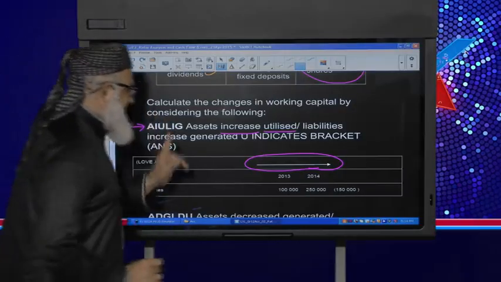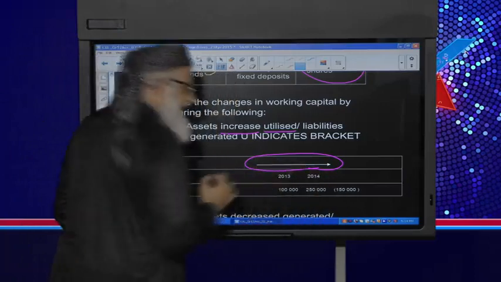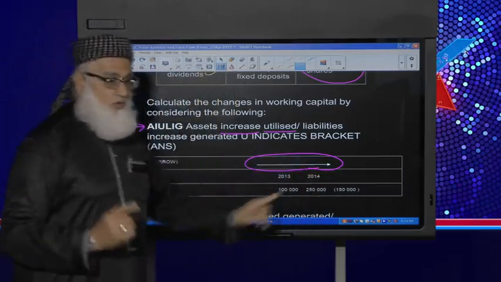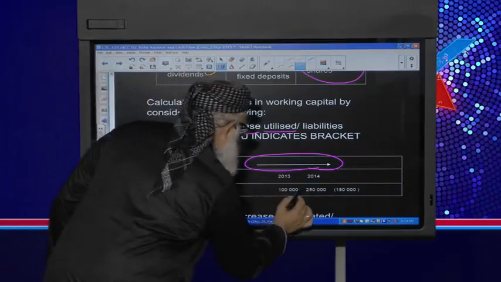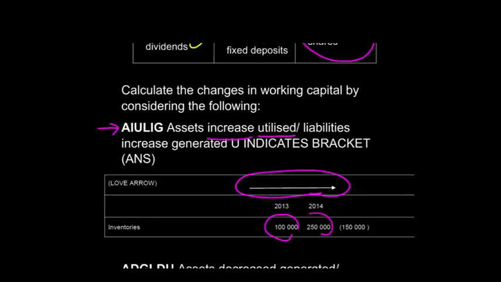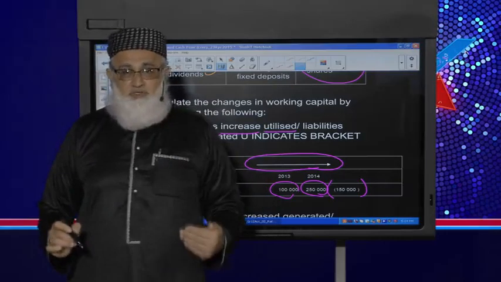So now, in accounting, the same applies. Make sure you identify beginning of the year, end of the year. Look at the direction of my arrow. Ask yourself the question, what happened to my inventories? They were 100,000, have increased to 250,000. That means we used cash. Money has been utilized. When an asset increases in value, we are utilizing. Notice this U tells you that the answer has to be in a bracket. The U indicates the shape of the bracket. Easy way to remember that.